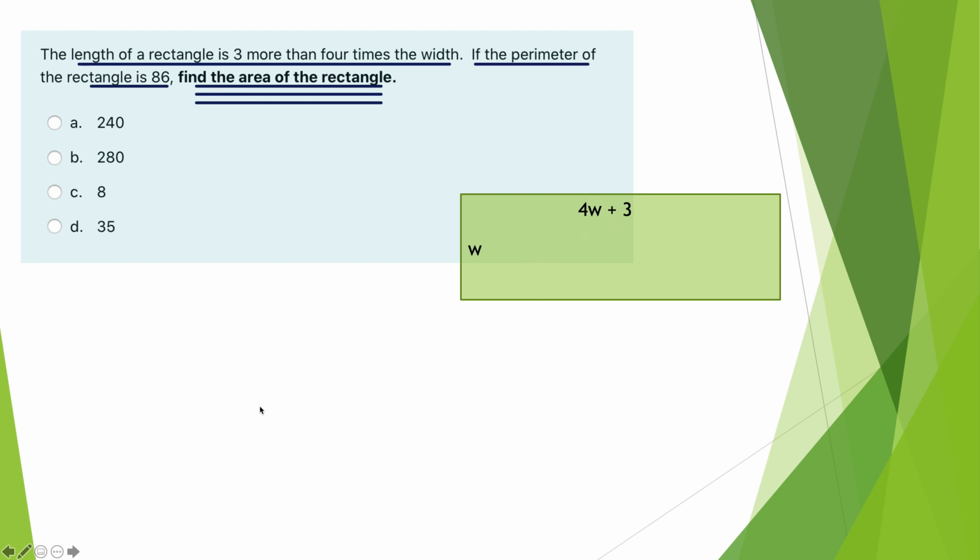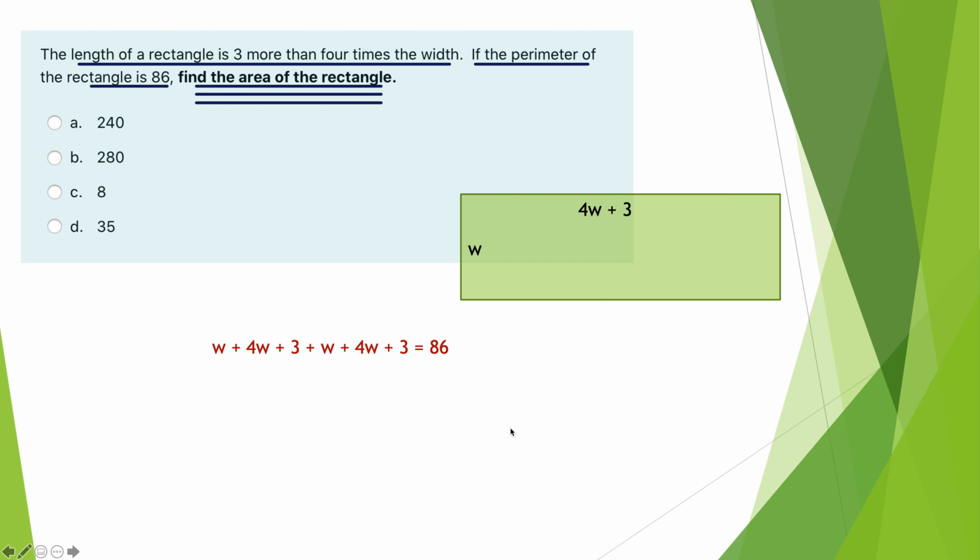All right, so the perimeter is 86, and perimeter means add up all the sides. So the first side on the left is W. The top is 4W plus 3. The right is W, because remember they're equal, and the bottom, which is equal to the top, has to also be 4W plus 3. That's going to be 86.